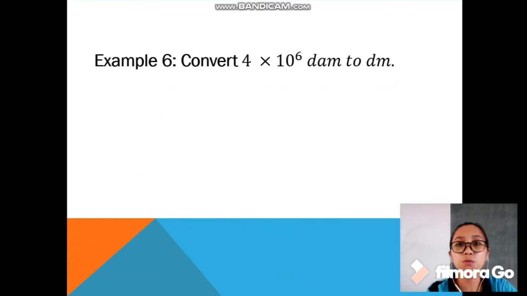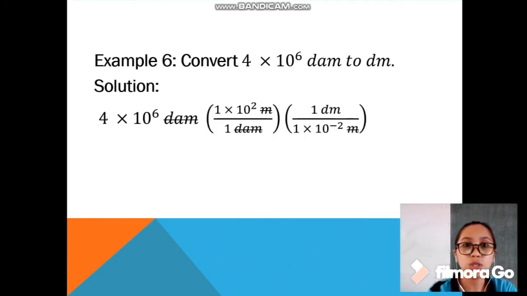Next, we have here: convert 4 times 10 raised to 6 dam to dm. What do we mean by dam to dm? Dam means decameter, and dm means decimeter. Solution: we still have two conversion factors involved. So for dam, this is the base unit.